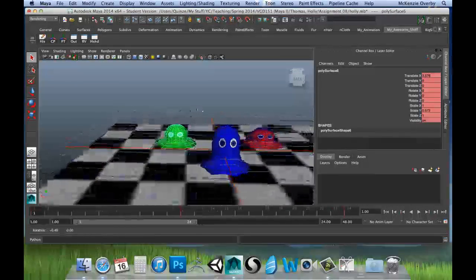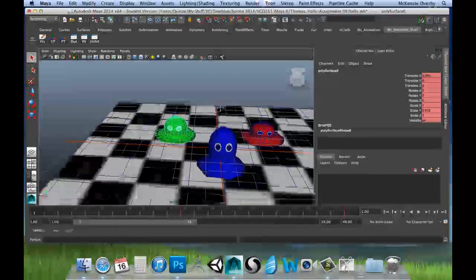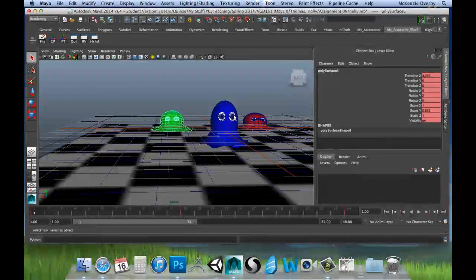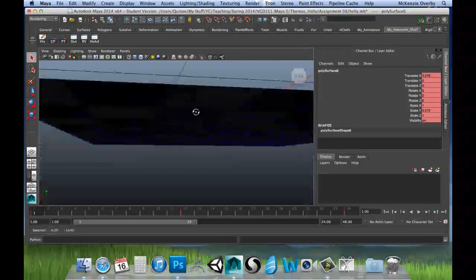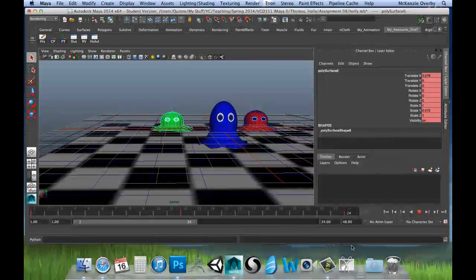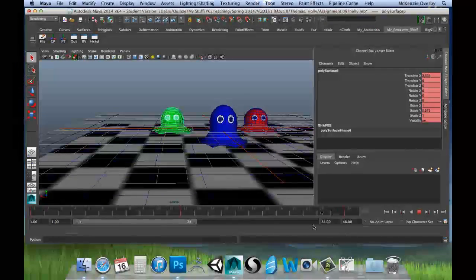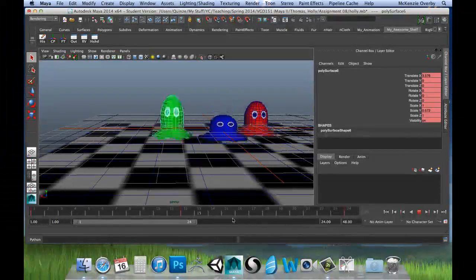Okay, so we're checking out your assignment 8 turn-in for squash and stretch. These are really cute. So good job on the cuteness factor. I really like these little guys. Fun to watch them do whatever they're doing, like little jellyfish or something, or Pac-Man ghosts.